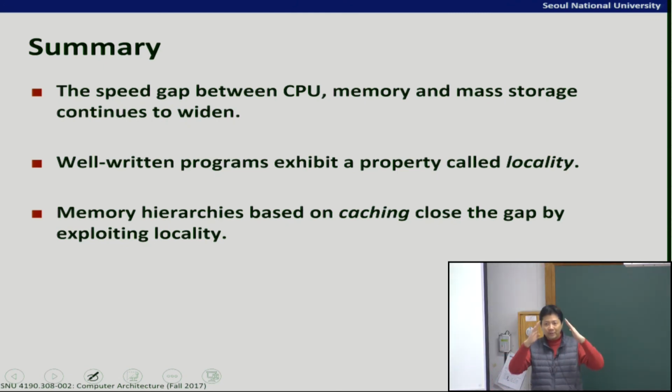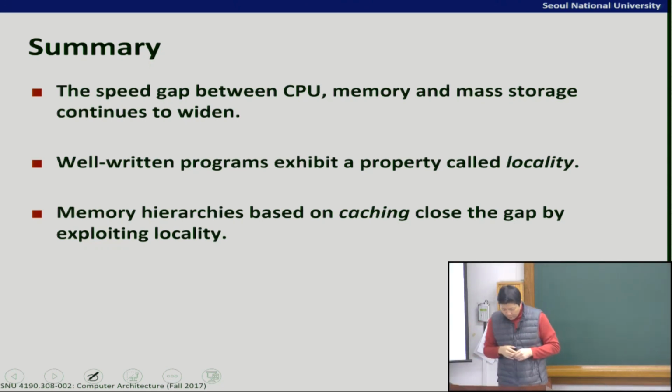And by organizing this memory system in a hierarchical manner, the goal is to service as many memory requests as possible in the upper level, while the lower level still provides high capacity for your system. So memory hierarchies based on caching close the gap by exploiting locality. That's the goal of designing cache memory.